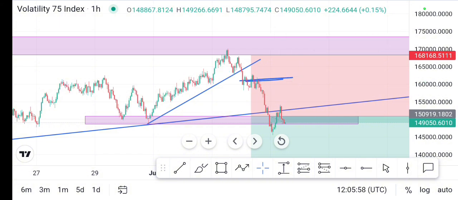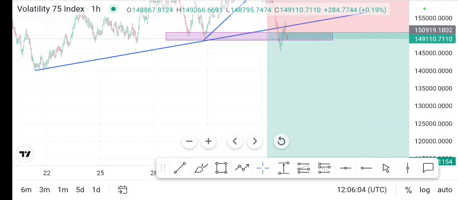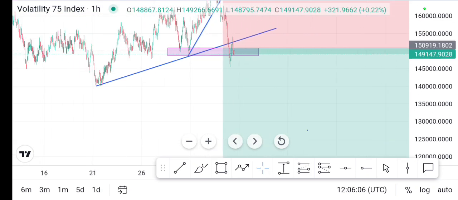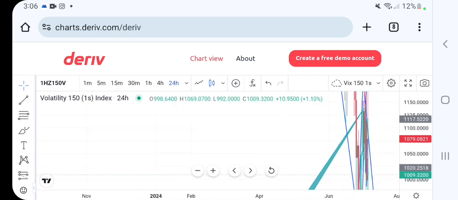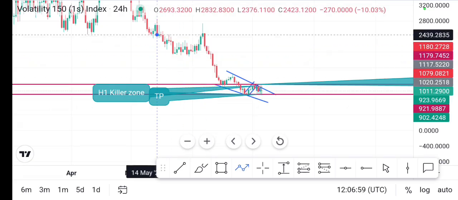Are you getting the point? So that is what is taking place on VIX75. So let us go and see another pair. So 151 is what do we have here at around this place.